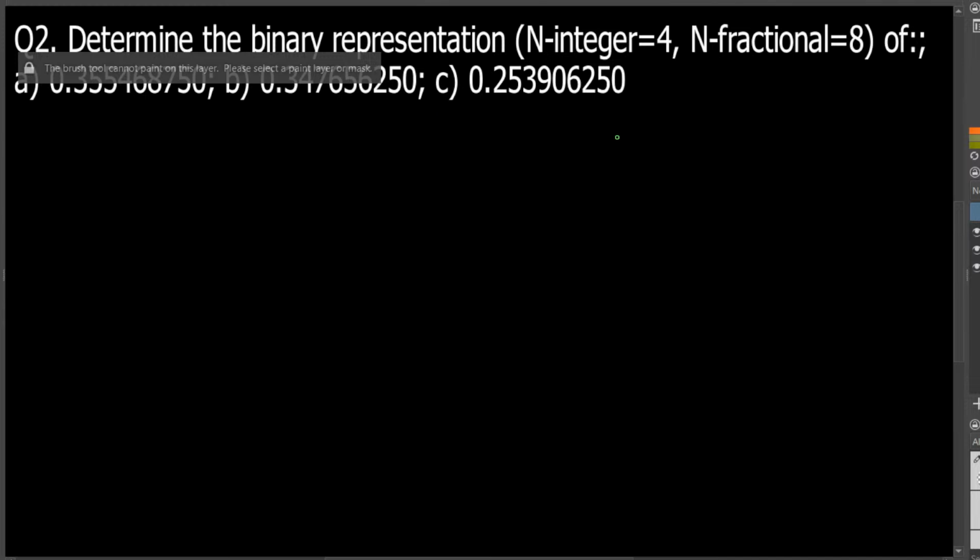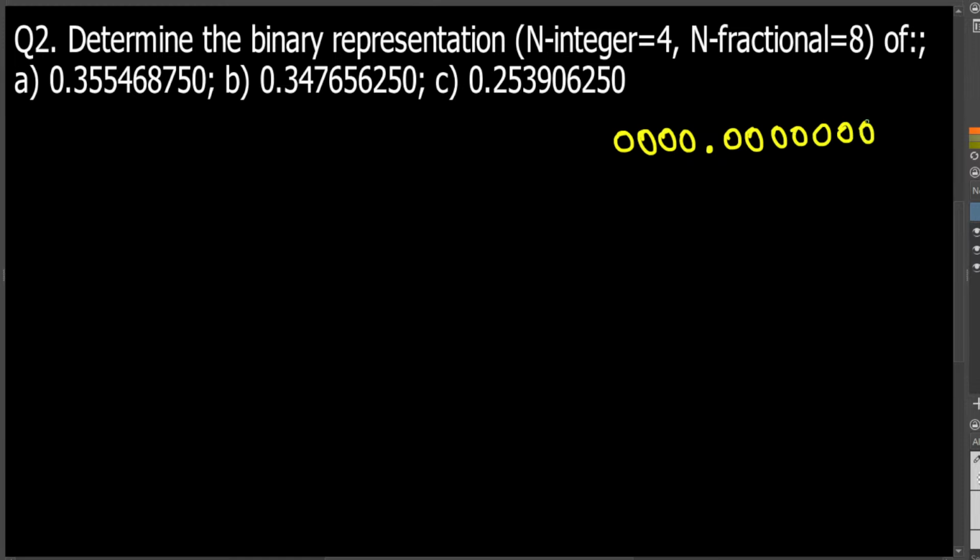Like for example 0, 0, 0, 0. Then the fractional bits are 8: 0, 0, 0, 0, 0, 0, 0, 0. That's what this means. We have to have 4 integer bits and 8 fraction bits. Okay, so now let's go ahead and solve one by one. Let's look at the A part.